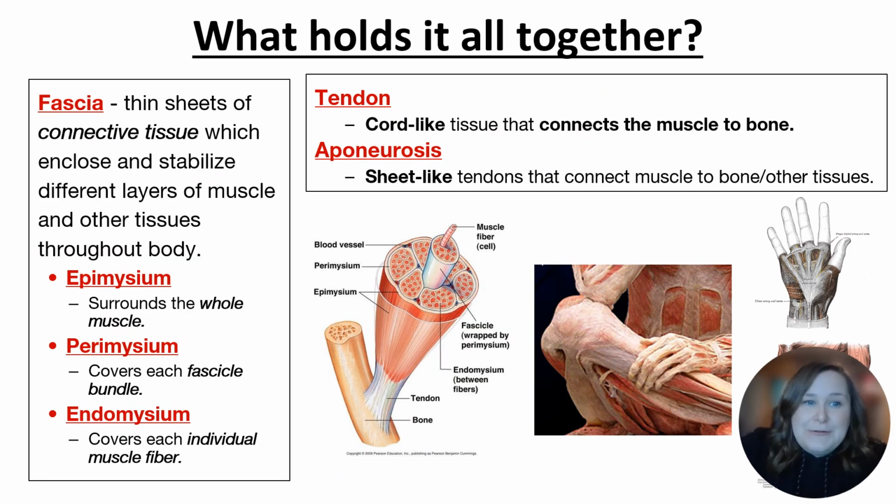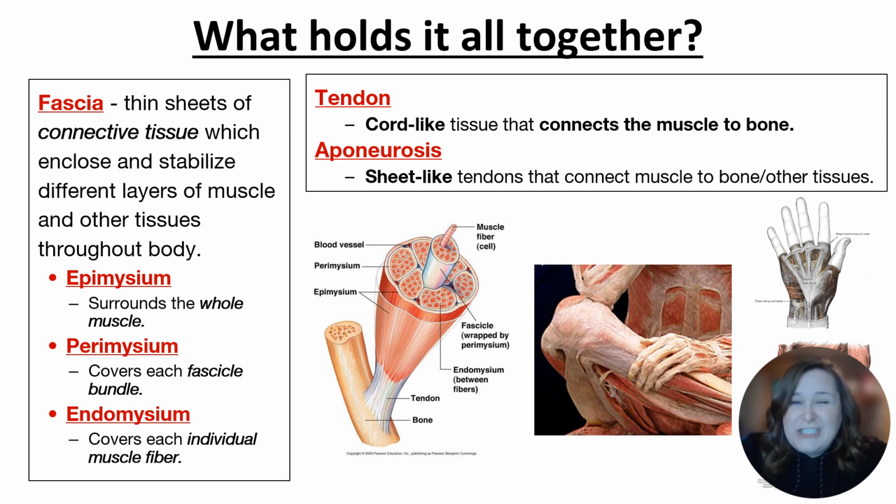So what holds this all together? Thin sheets of connective tissue are going to enclose and stabilize the different layers of muscle and other tissues throughout the body. We refer to these thin sheets of connective tissues as fascia. Whenever these are cord-like, we call them tendons. Tendons connect muscle to bone.